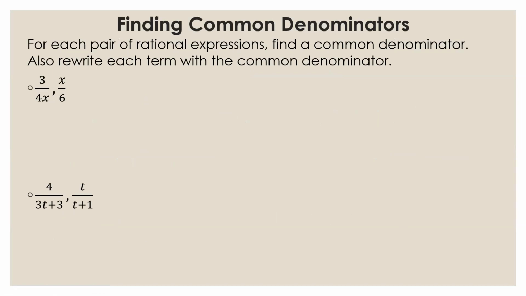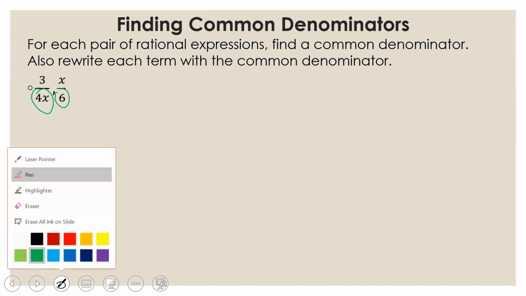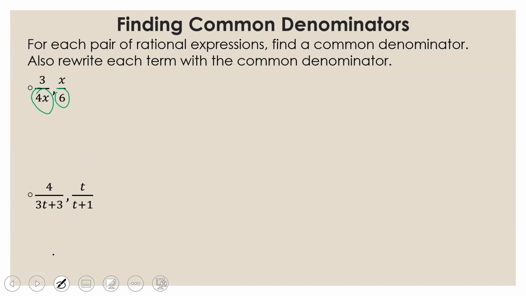Well, we're going to start by just finding some common denominators and rewriting our terms based on those. So we'll look at the first one. We have 3 over 4x and x over 6. Notice the denominators are not the same, right? So this means we need to get a common denominator. Now in this case, luckily both are just single terms, so finding the common denominator can be a little more straightforward.